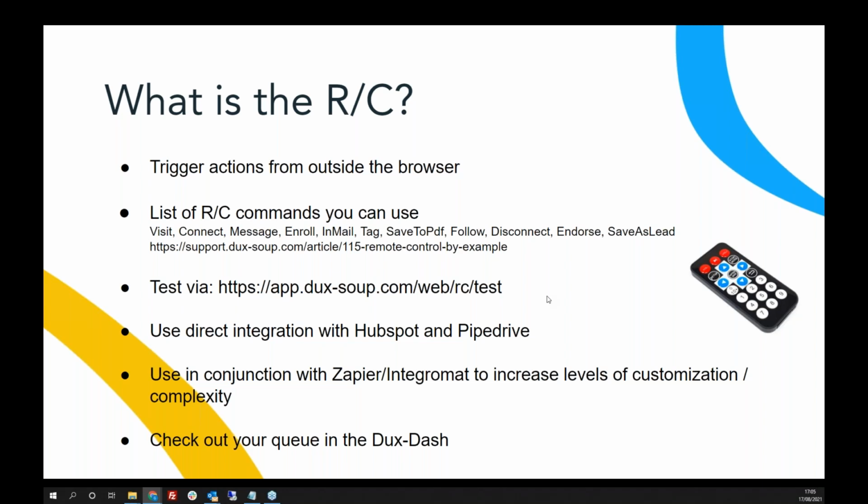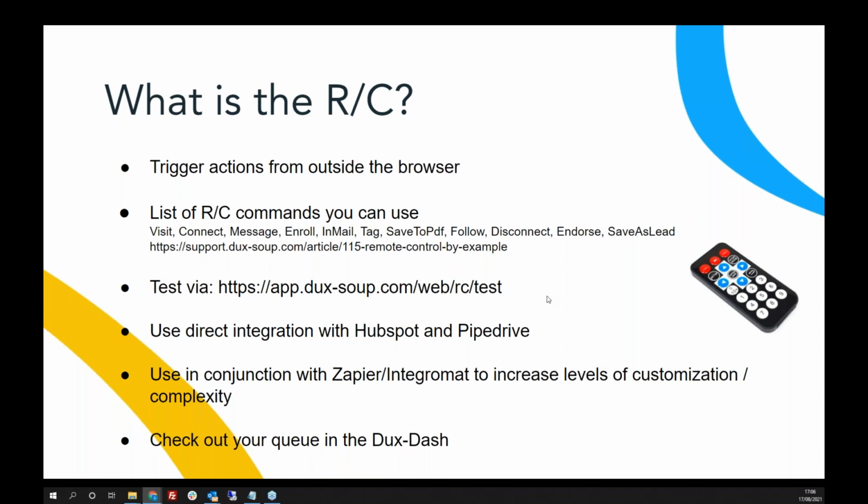You can use the direct integration with HubSpot and Pipedrive. That's very intuitive, very simple. But then also with using Zapier and Integromat, you can really increase your levels of customization and complexity and build your own campaigns and your own workflows, depending on your chosen set of criteria that you have, depending on the source that you're using as well. So where you're keeping your data, be that in a different CRM, maybe Zoho or ActiveCampaign or something like that, or even if it's from within a Google Sheet.